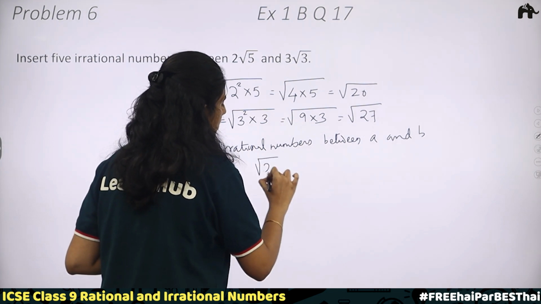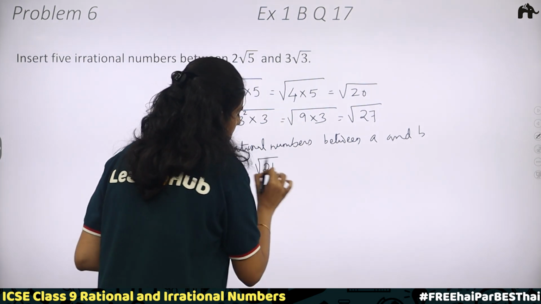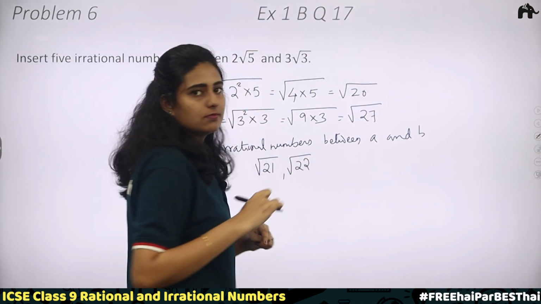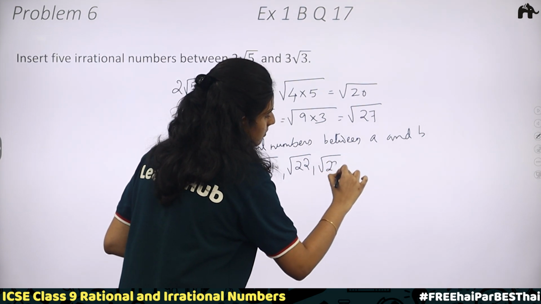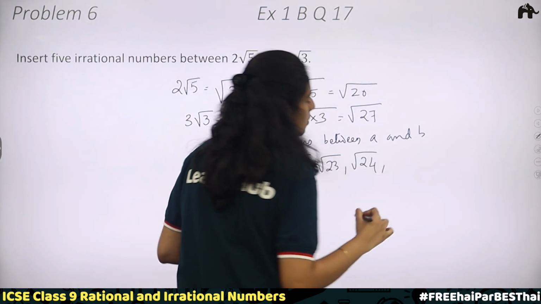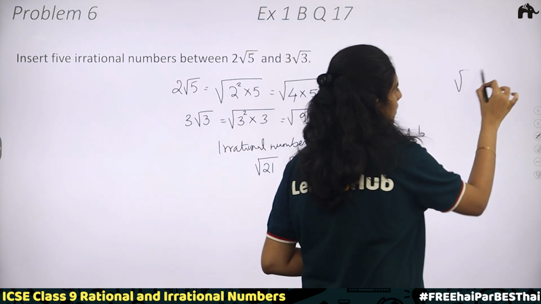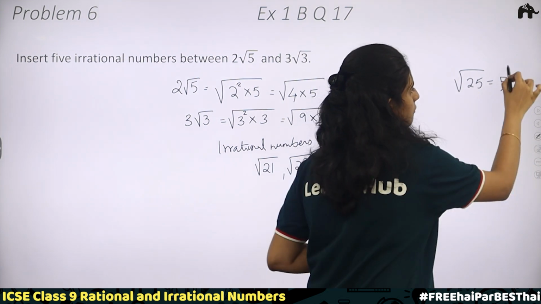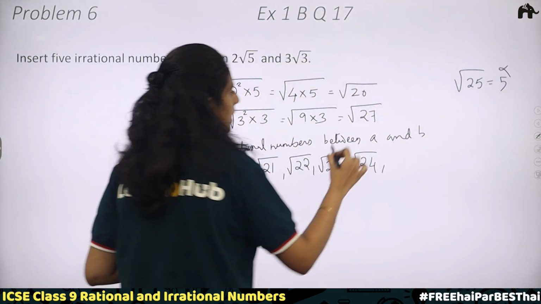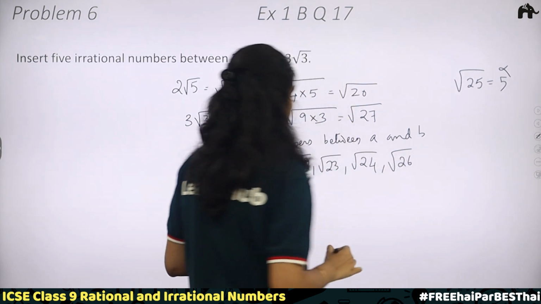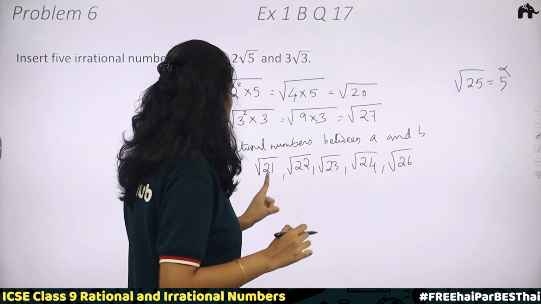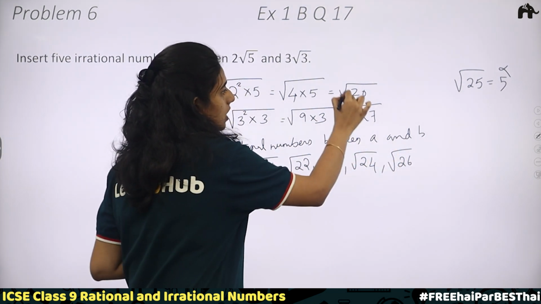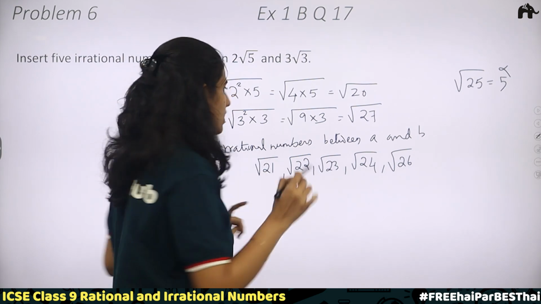So root of 21 is an irrational number, because inside here we are not having a perfect square number. Then root of 22, root of 23, root 24. What about root 25? What is root 25? 25 is a perfect square number and the root of 25 is 5. So we cannot take 5. Root 25 cannot be taken. We need 5 numbers and root 26 can be taken. So root 21, root 22, root 23, root 24 and root 26 lie between root 20 and root 27.